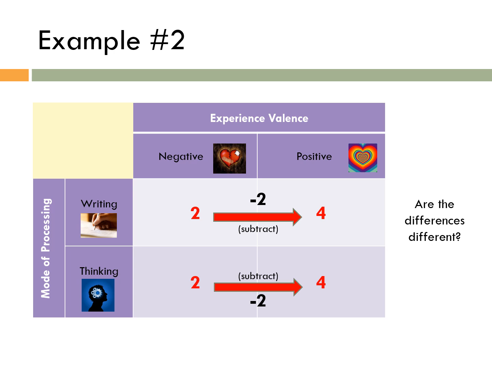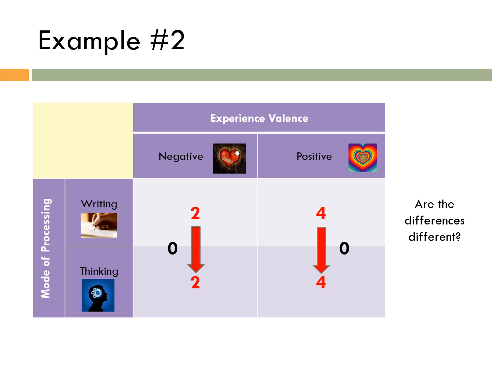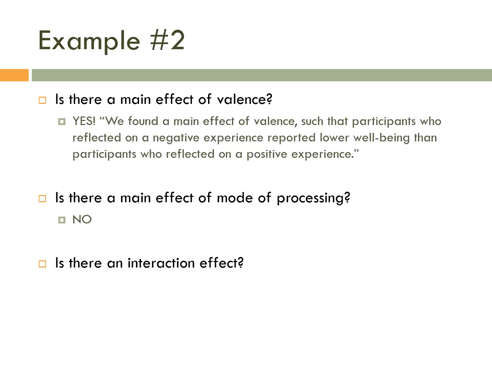No, they're not. But of course we want to look at it the other way, or we could look at it the other way, and we see the same thing, where the simple effect of the writing mode of processing within the negative level of experience valence is no different from the mode of processing effect on well-being when only looking at positive experiences. It's still 0, 0. So are those differences different? No. You see how, regardless of which way we looked at the difference of differences, which simple effects we were comparing to each other, the answer is the same. There is still no interaction effect, and that's always going to be true.